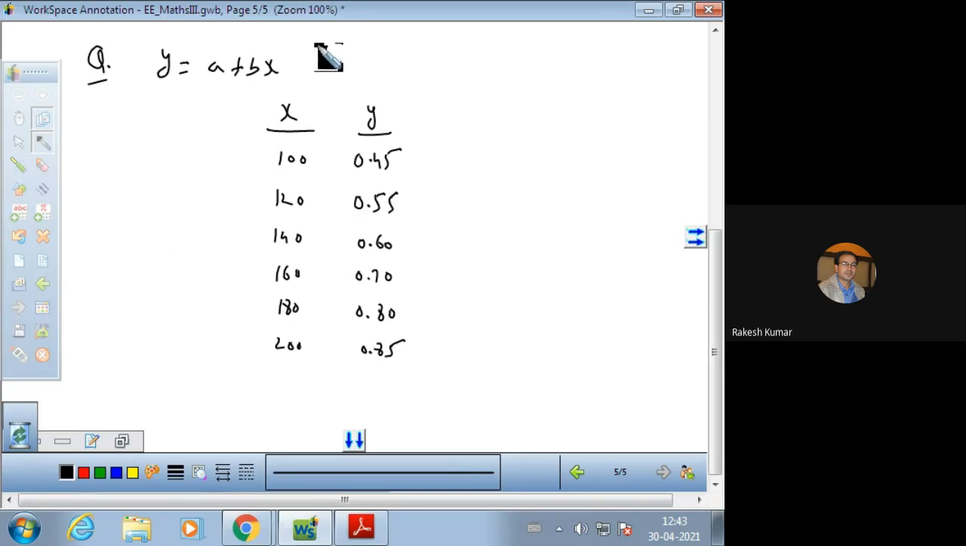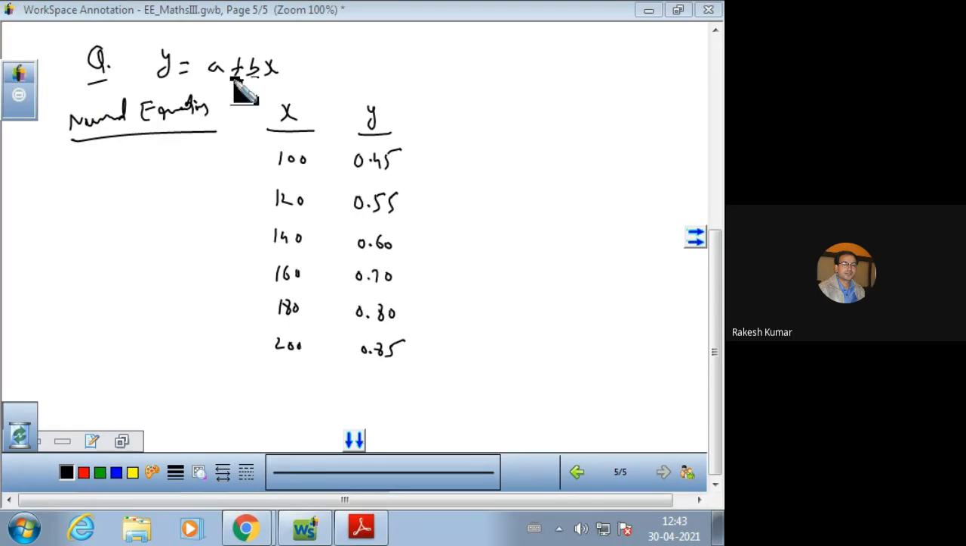Now, what is more important? The more important thing is how to write down the normal equations. Just see, we have to write down the normal equations of this straight line. This is the equation of a straight line actually, so name it as equation number one. And the normal equations of this straight line: because it contains two constants a and b, it will have two normal equations.